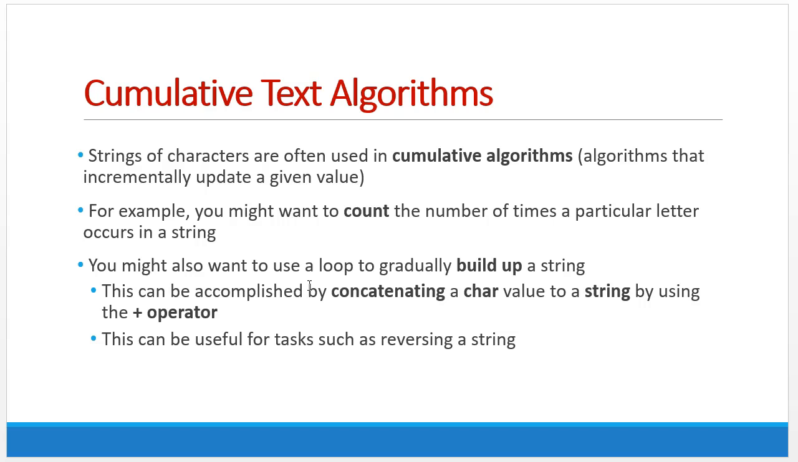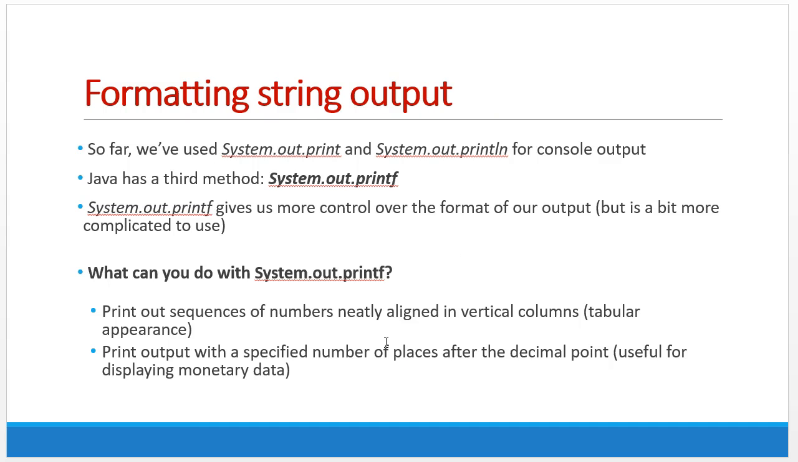Cumulative text. Okay, so we talked about some cumulative text algorithms. You can use the plus operator, which has been overloaded for strings to be concatenation. You can use it to reverse a string. We've done it to pad a string. Okay, formatting string output. This is straight out of C. So printf is what C had, and Java couldn't figure out a way to get along without it. So thankfully, they decided to include it.